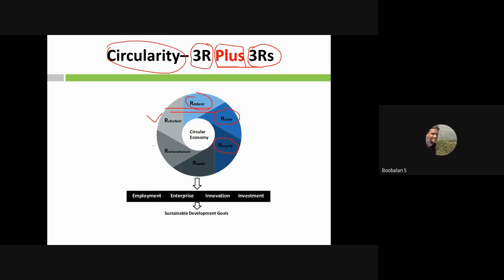That is refurbish, remanufacture and repair, right? These three things will be there. So what these three actually are, we'll see. Many companies are now following the circular economy. I already told that, right?